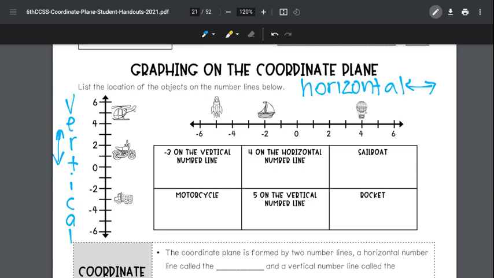Okay, so we're going to figure out objects and the locations. -3 on the vertical number line. If I look at my vertical number line and I go to -3, I see that there is a truck. If I go to 4 on the horizontal number line, I see that there is a hot air balloon. I'm just going to put balloon for my space though. Now it's asking me where is the sailboat, so I need my positive or negative value and which number line it's on. My sailboat is at -2 on the horizontal number line.